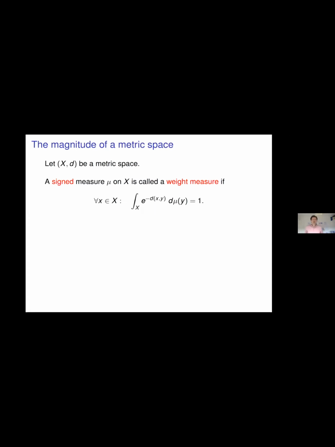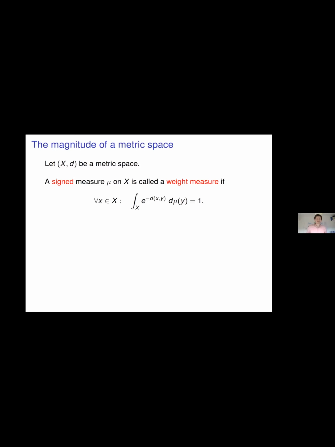So I'm going to be talking about some recent results about a quantity known as magnitude, which in general is associated to a metric space. I'm going to start with a definition that applies in arbitrary metric spaces, and I'll move on to subspaces of L1 eventually. So let's say I have a metric space X and a signed measure.